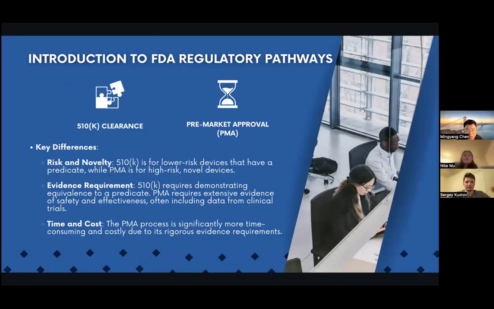So for both of them, the key differences are as follows. The first one is risk and novelty: 510(k) is for lower risk devices that have a predicate, while PMA is for high-risk novel devices. For the evidence requirement, 510(k) requires demonstrating equivalence to a predicate, while PMA requires extensive evidence of safety and effectiveness, often including data from clinical trials. For time and cost, the PMA process is significantly more time-consuming and costly due to its rigorous evidence requirements. Next slide, please.